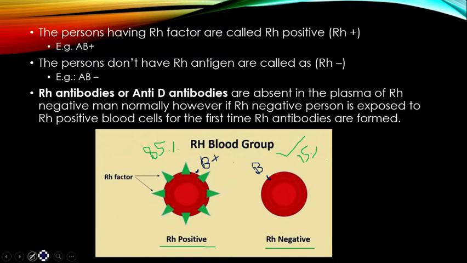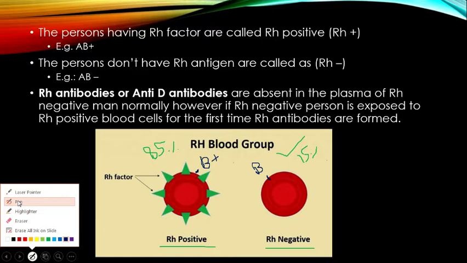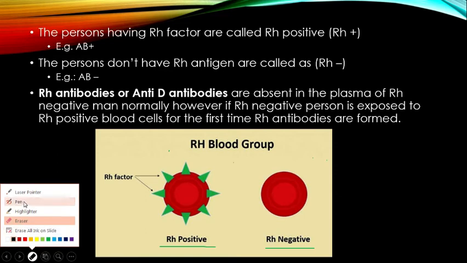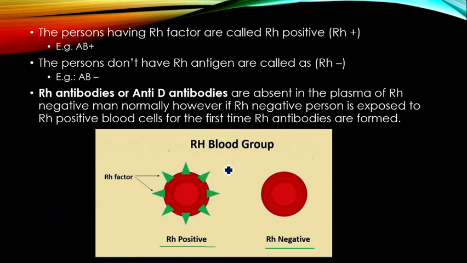Next, for ABO blood grouping, apart from antigen, we have discussed antibody also. A blood group people contain B antibody in their plasma. B blood group people contain A antibody in their plasma. Then O blood group people contain both A and B antibodies in their plasma. AB blood group people do not contain any antibody in their plasma. So apart from antigen, we have discussed the type of antibody in ABO blood grouping.